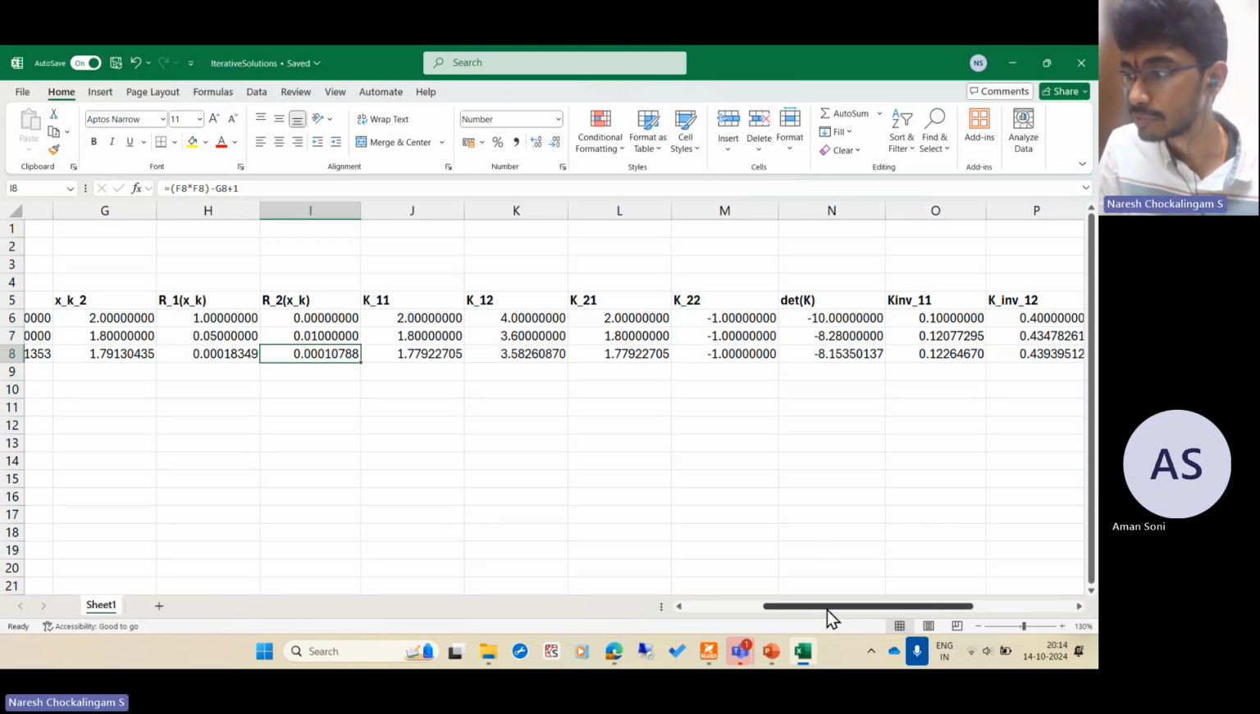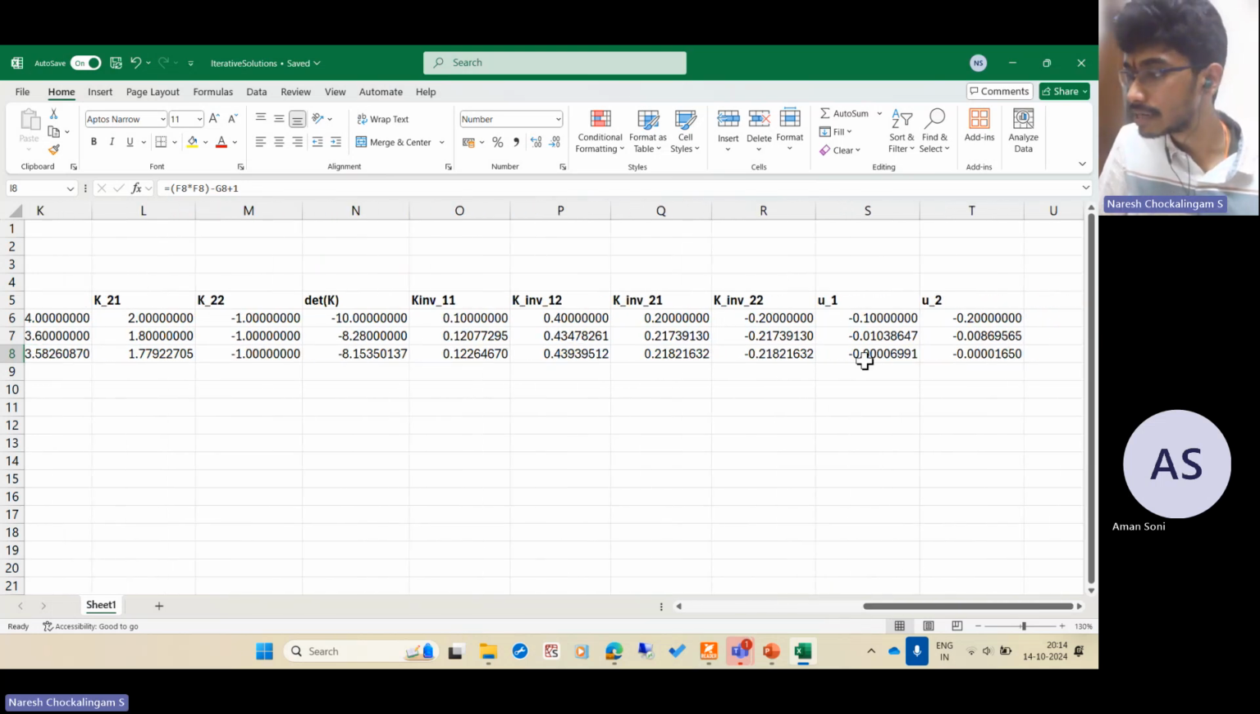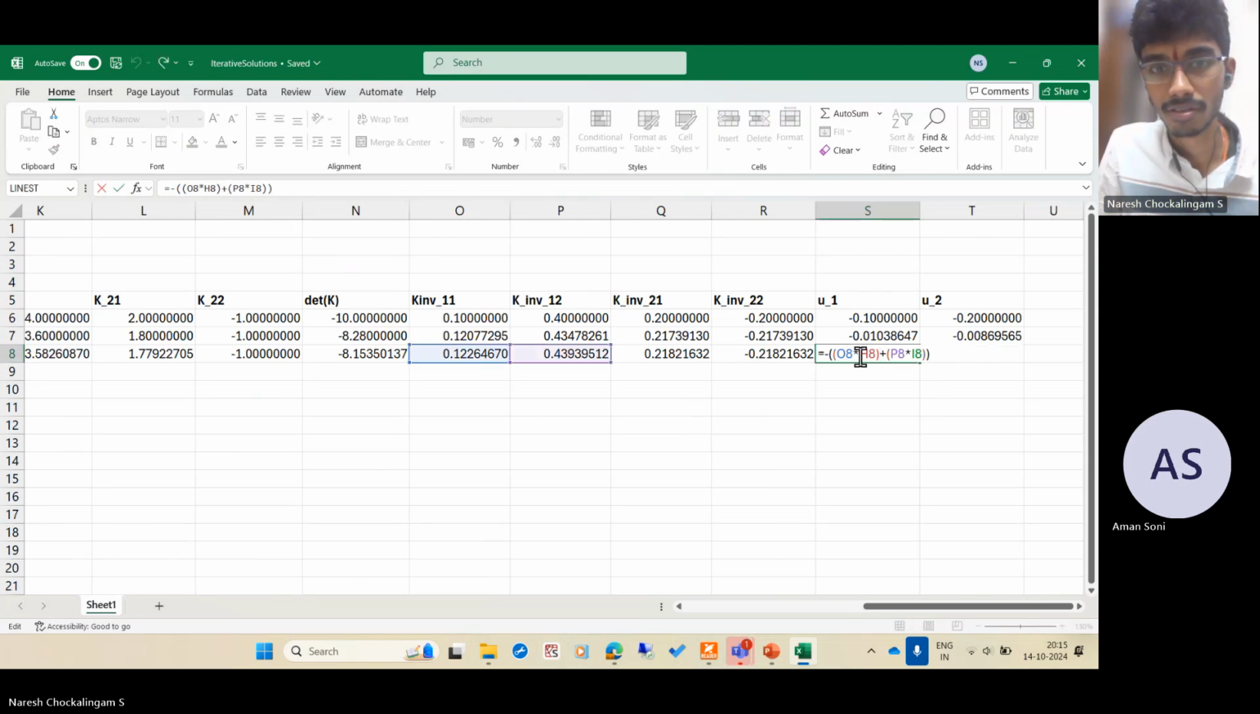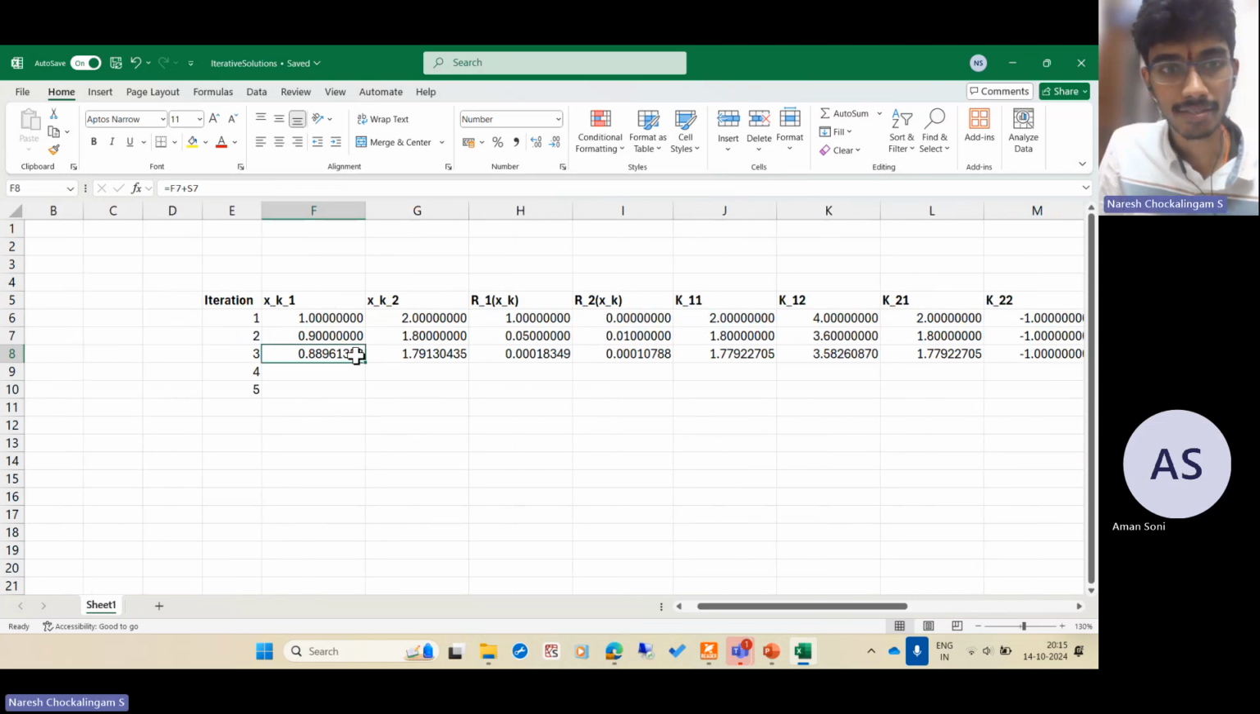1.779, 3.582, 1.779221 minus 1. And we have U1 and U2 computed as 0.00699 and 0.001650. So again, having done this, find the next two iterations.